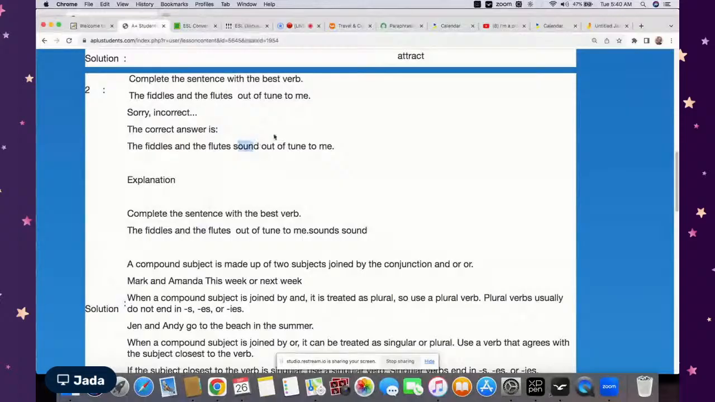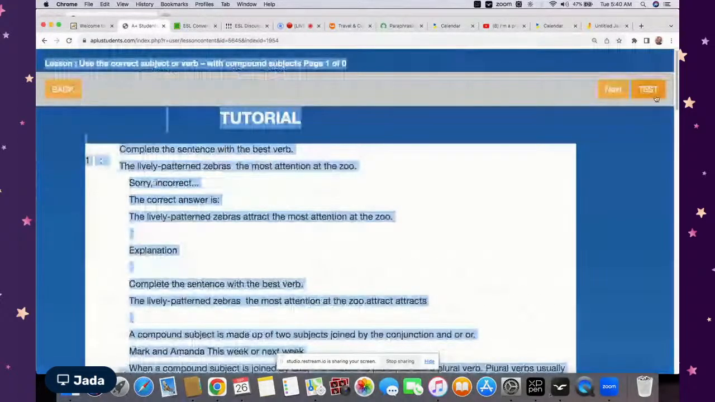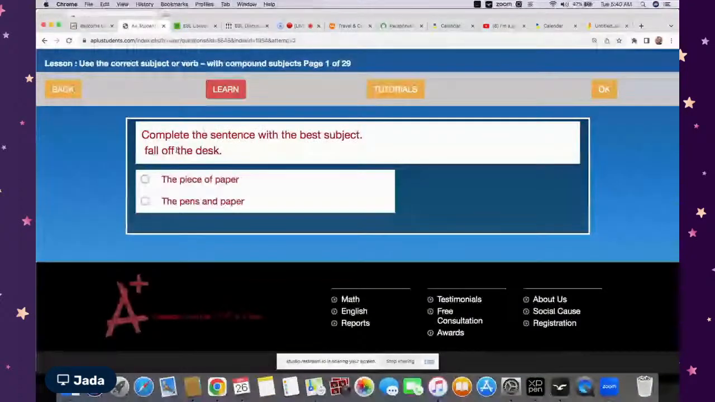All right. So we will move on to the test and please send in your answers. Let's make this interactive. Complete the sentence with the best subject. Fall off the decks. The piece of paper, the pens and paper. So what is going to be the suitable subject here? Is it going to be the piece of paper or the pens and paper? Fall off the decks. Which one is the right one? What's going to be the right answer here now?